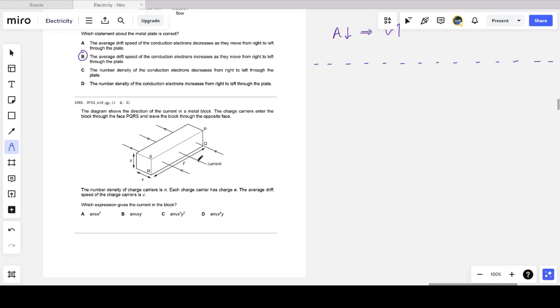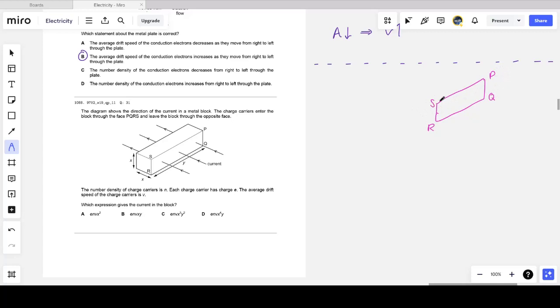The number density of charge carriers is N, each charge carrier has a charge E, and the average drift speed of the charge carriers is V. And we want to know which expression gives the current in the block. Okay, so let me just redraw the face that we really cared about, PQRS. In fact, I should label it as well, just so there's no ambiguity. So this is the face through which the current is passing.